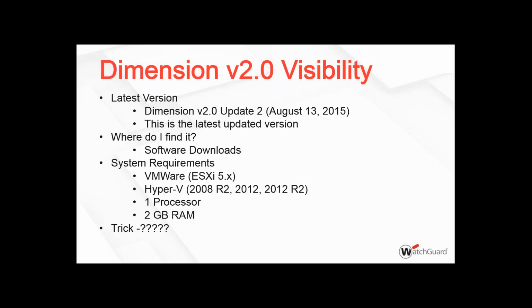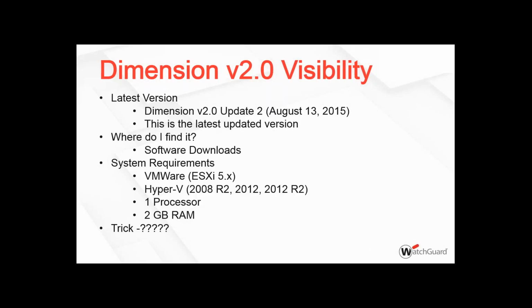The system requirements when you install it are actually pretty low. It uses one processor and 2 gig of memory, so it's a nice, easy footprint. Now you'll notice that the last bullet item I have on there is a trick. If you're one of the guys on the line right now and you're looking at these requirements and you say, hey, I want to use Dimension, but I don't have Hyper-V, I don't have VMware, well, I guess I'm out of luck.